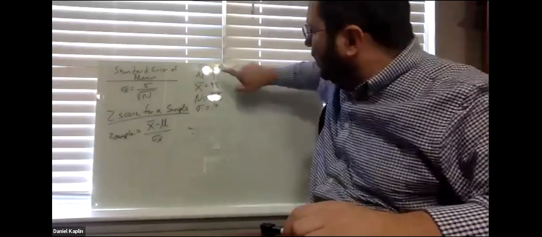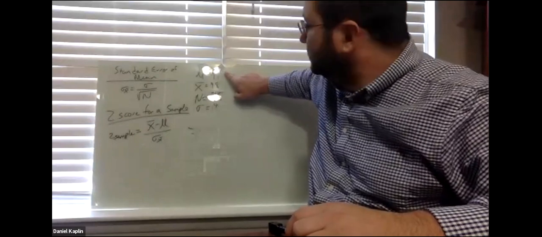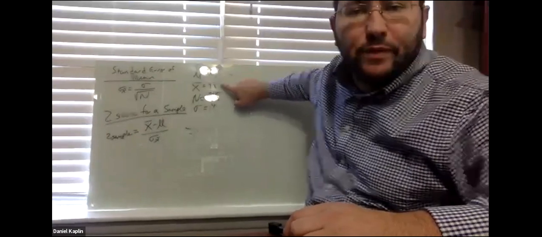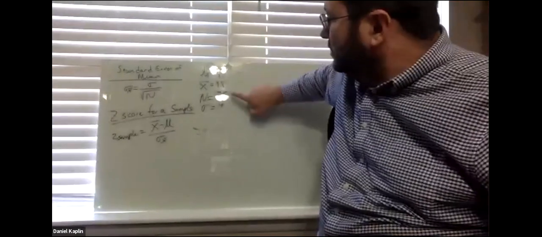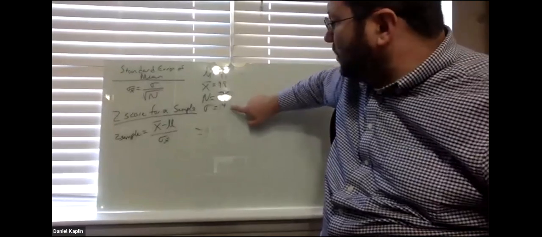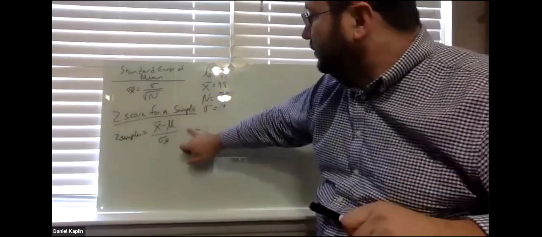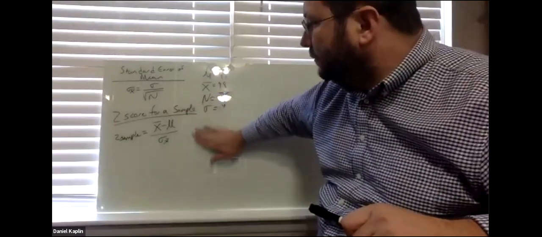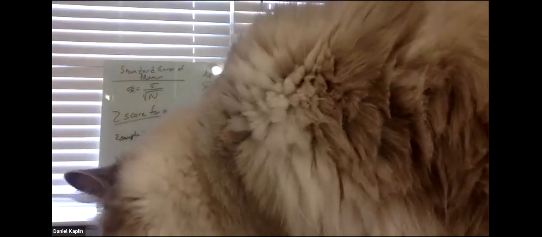We have our population mean, 99 pounds. Our sample mean, 98 pounds. Our sample size of 25. And our population standard deviation of 4. So the formula for a z-score for a sample is going to be sample mean minus population mean.